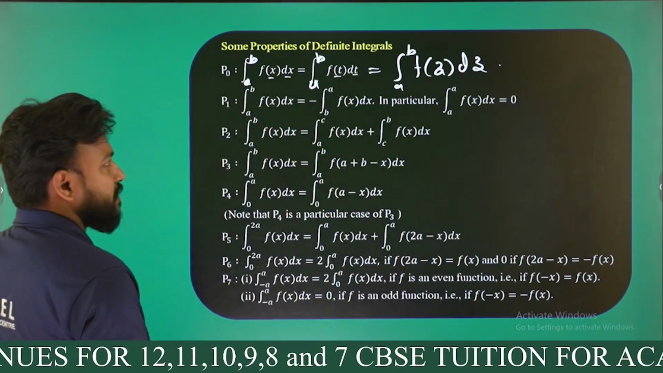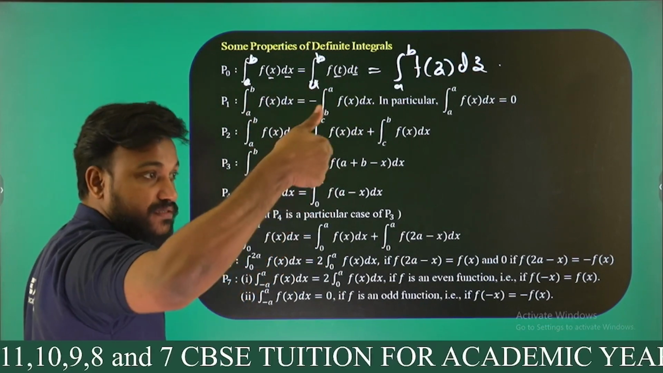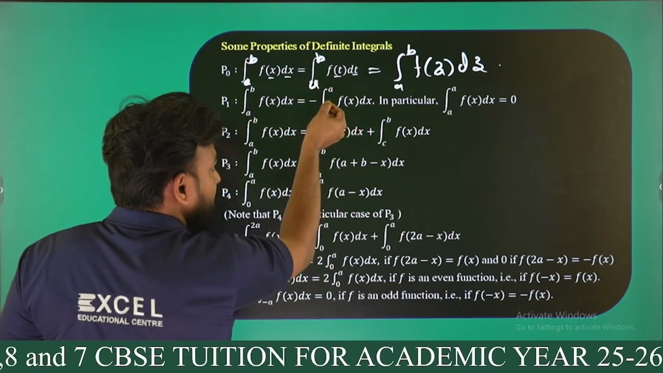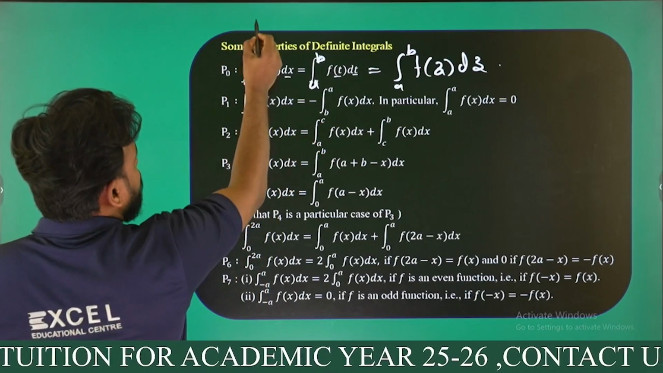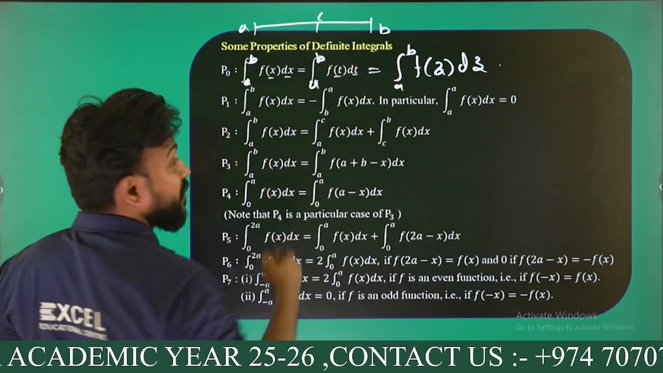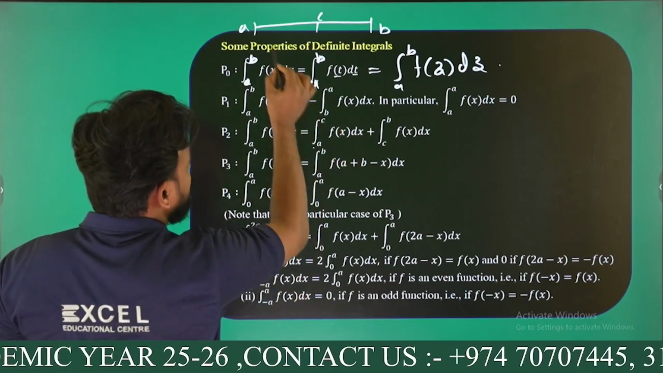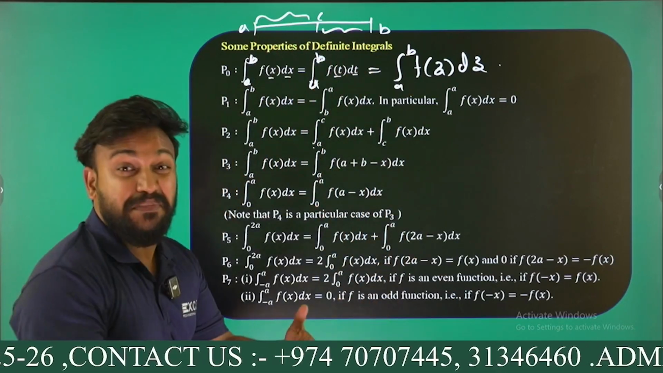Everything is the same. And the integral a to b f of x dx is equal to the negative of b to a. If you want to switch the limits, at that time you can take a negative out. And for the integral a to b f of x dx, if this is a and this point is b, and in between there is a point c, then you can integrate from a to c f of x dx, then c to b f of x dx. You can split the integrals.